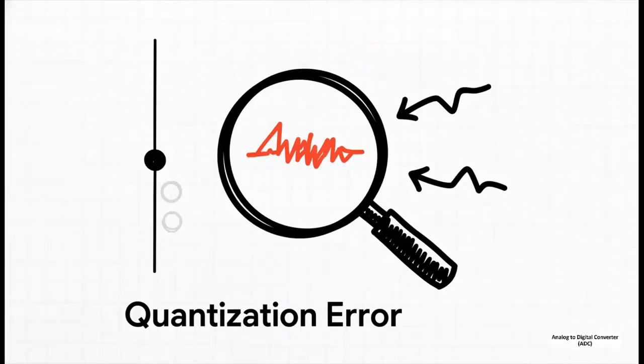But, and this is a big but, here's the catch. That rounding process isn't perfect. It introduces a tiny little bit of error. That small difference between the real analog value, like 7.83, and the new digital value, 8, has a name. It's called quantization error. And it's the fundamental trade-off of going digital. The more levels you have, the less error you get. But the more data you have to store.